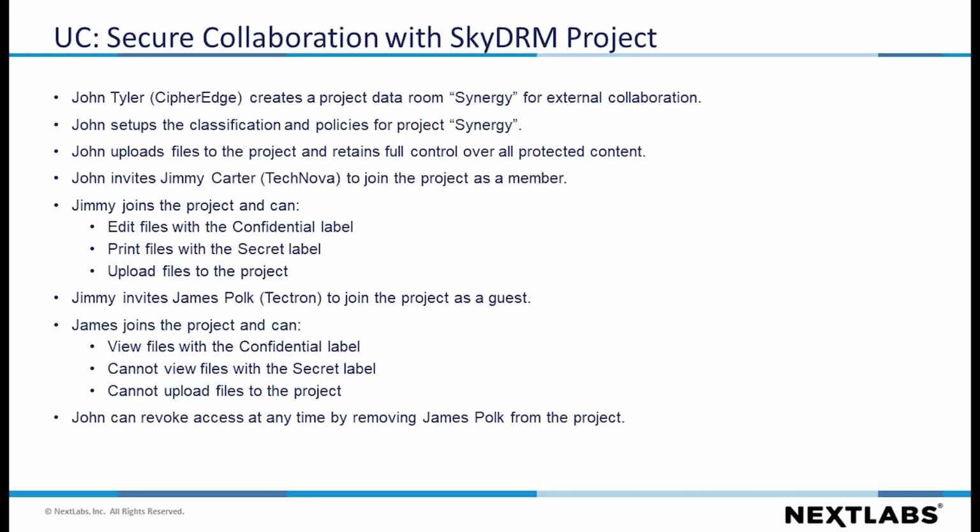James joins the project and can view files with the confidential label, cannot view files with the secret label, and cannot upload files to the project. John can revoke access at any time by removing James Polk from the project.